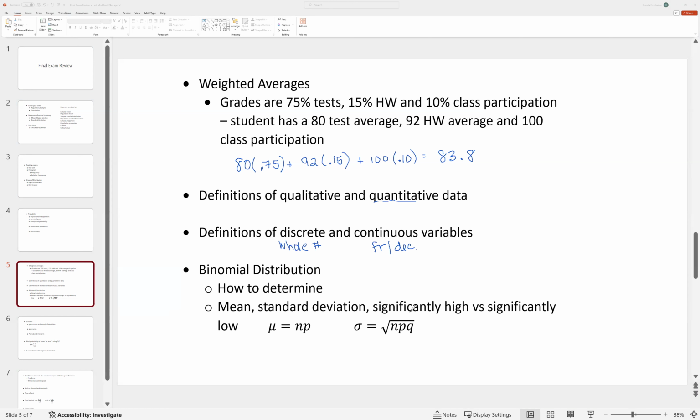Be able to find the mean and standard deviation. All right, those are the two formulas. You'll be given those. And then know whether something is significantly high or low. We haven't talked about that for a little while. However, that's that range rule of thumb. All right. More than 2 standard deviations away. Okay. Most of you were pretty comfortable with that, I think, when we did that.